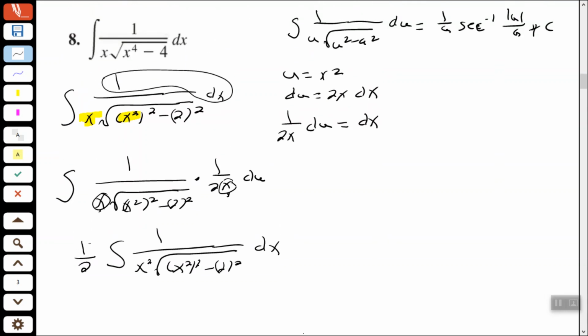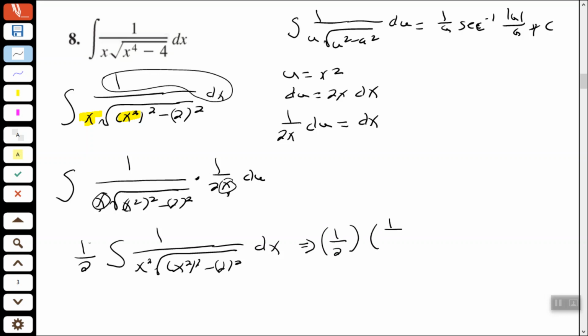All right, so that is clearly in the form of what we have above, 1 over u times the square root of u squared minus a squared du, which equals, so let's remember we have the 1/2 there, and then 1 over a. In this case, a is equal to 2 times the inverse secant or arc secant of the absolute value of u over a plus c.